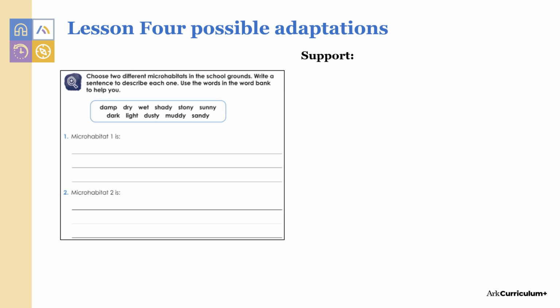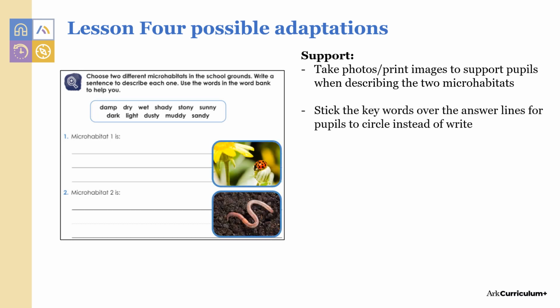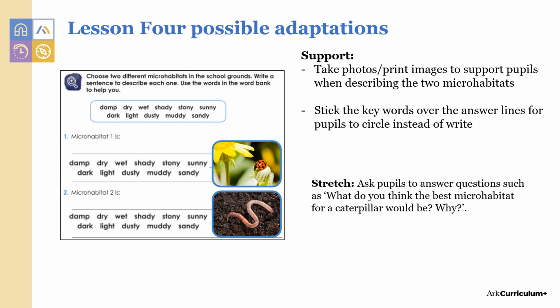In Lesson 4, pupils need to choose 2 different microhabitats in the school grounds and write a sentence to describe each one. They should use the words in the word bank to help. Support pupils by taking photos or printing images to support pupils when describing the 2 microhabitats. Stick the keywords over the answer lines for pupils to circle instead of write. And stretch pupils by asking them to answer questions such as, what do you think the best microhabitat for a caterpillar would be and why?